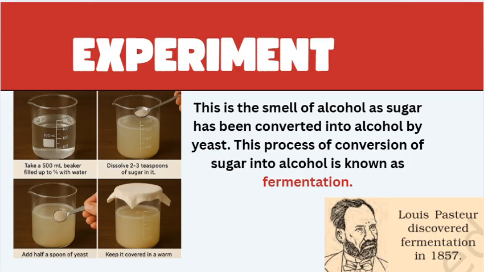This process is also known as fermentation. What is fermentation? Fermentation is the process of conversion of sugar into alcohol. So, this experiment clearly explains the process of fermentation. If you're asked who discovered fermentation, Louis Pasteur discovered fermentation in the year 1857.